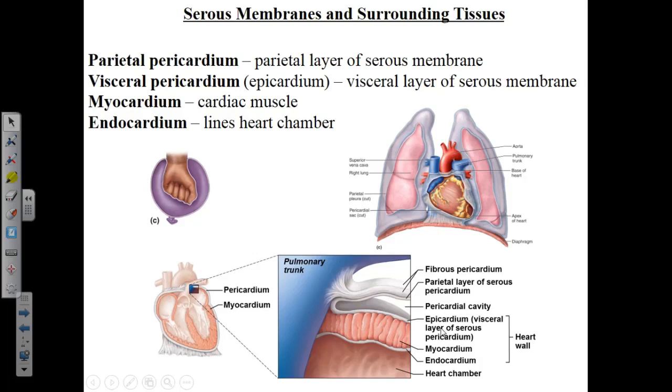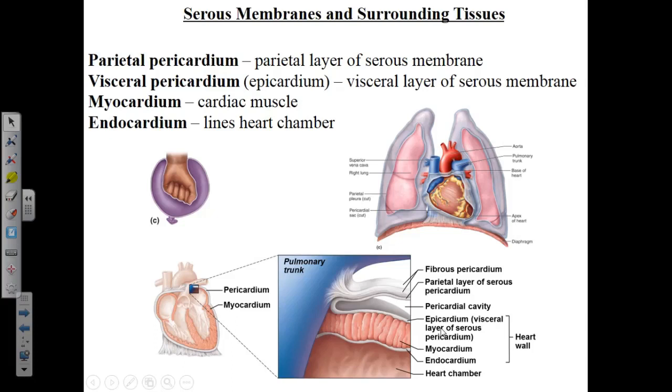And then we have some fluid in this pericardial cavity that allows these membranes to slip past each other. And that's really important because these organs actually move. In the case of the heart, it's beating, right? And so here we have a specialized term for this visceral pericardium. It's called the epicardium. Okay.